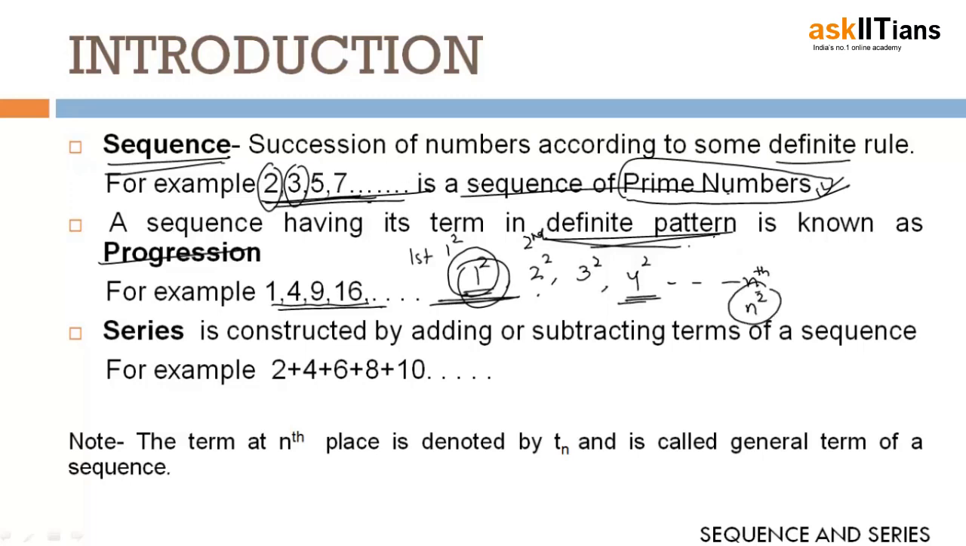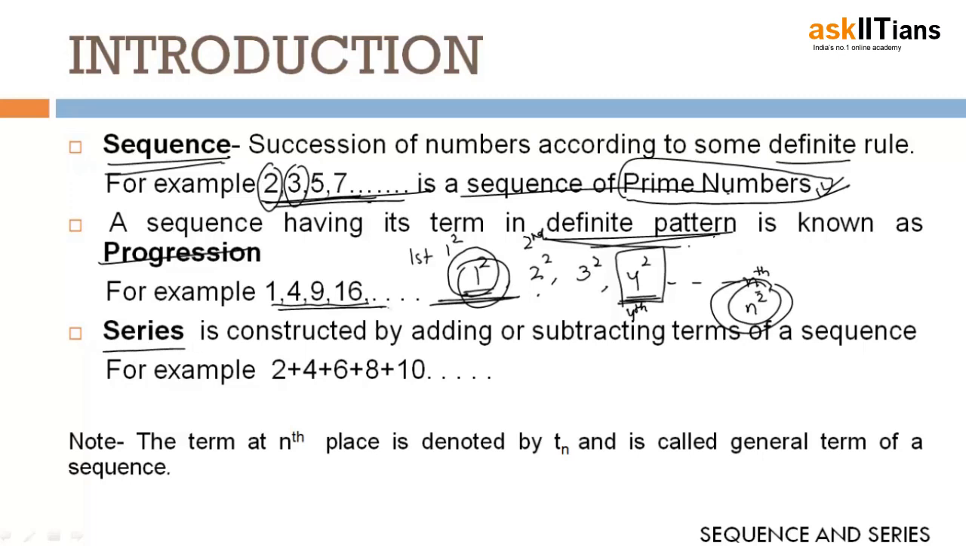So in a sequence it's not necessary that we can explicitly express the position and the value in correlation, but in a progression we can define a function such that the value of each term can be known by a suitable replacement with its position. That means we can express the value with the help of its position. In this case it's n square.